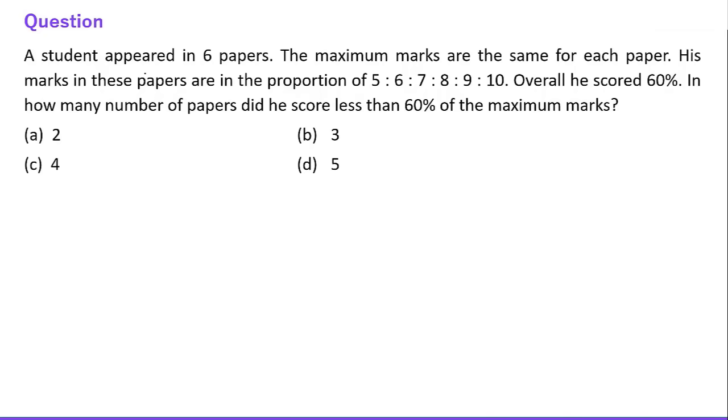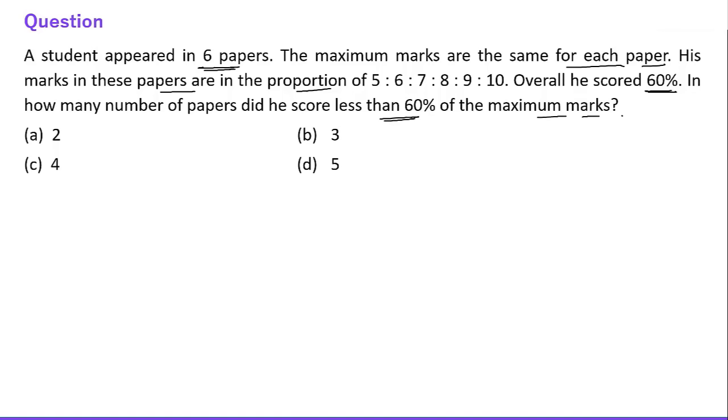Next question says, a student appeared in 6 papers. The maximum marks are the same for each paper. His marks in these papers are in the proportion of 5:6:7:8:9:10. Overall, he scored 60%. In how many numbers of papers did he score less than 60% of the maximum marks?